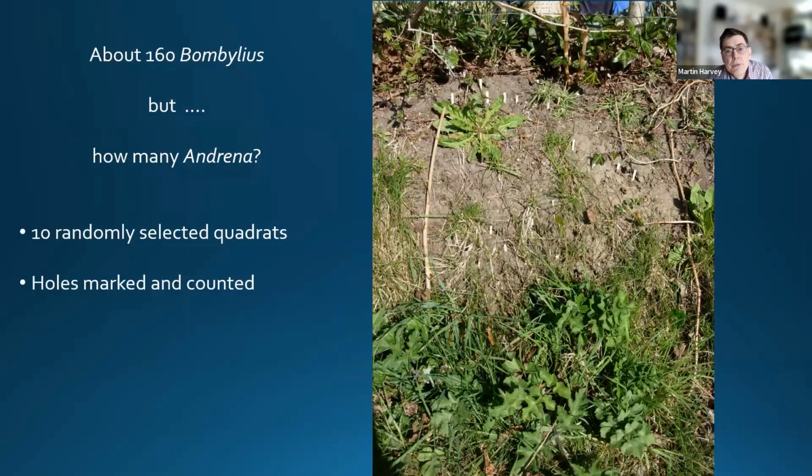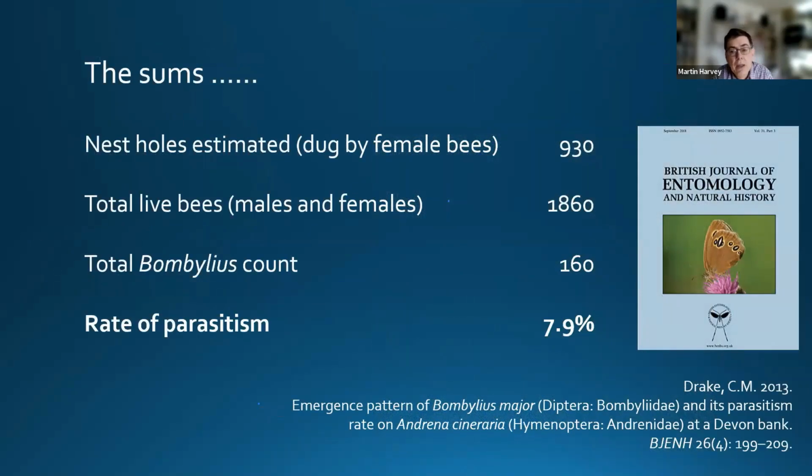So during that length of time in April, Martin counted about 160 bee flies emerging from this particular bank outside his house, and he wanted to find out what proportion of the solitary bee population had been affected by the bee flies. So he went a little bit further with his investigations and put out some quadrats to count the number of solitary bee burrows along a portion of the bank, and tried to work out how many bee burrows there were across the whole bank and what proportion of them the bee flies had emerged from. And these were the answers that he got.